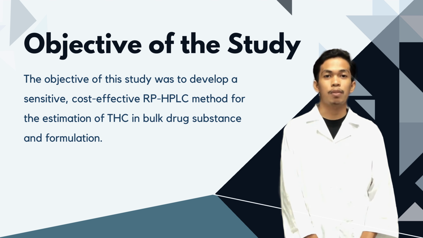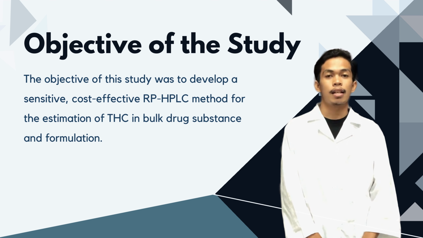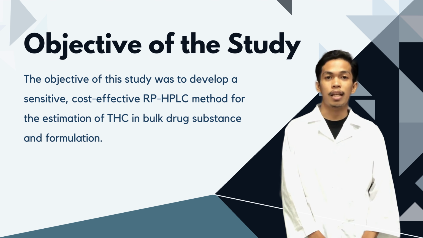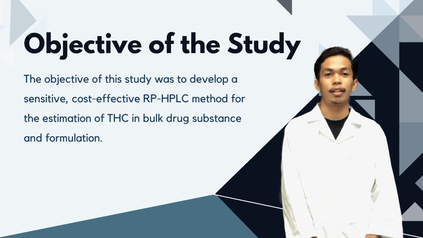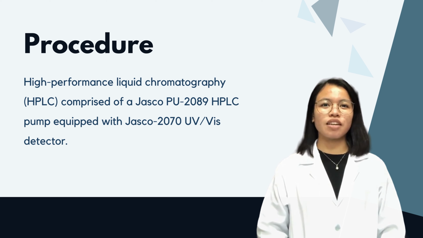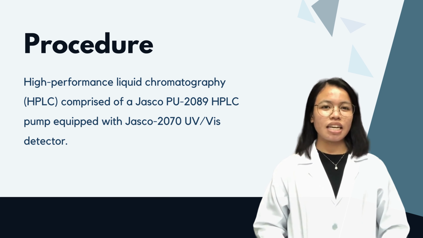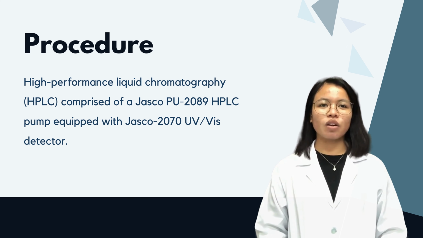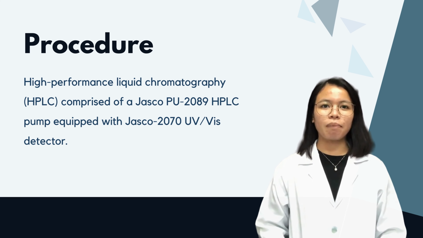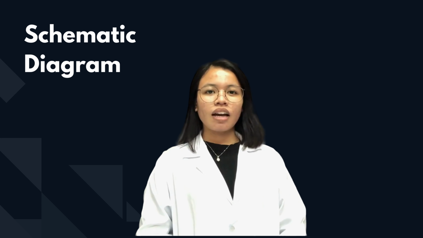The researchers aimed to validate the method by determining its specificity, linearity, accuracy, precision, and robustness. The method was validated using the International Conference on Harmonization Guidelines for Method Validation. The researchers used HPLC for the analysis of THC in bulk drug and formulation. The HPLC system comprised of a JASCO PU2089 HPLC pump equipped with JASCO 2070 UV vis detector. The schematic diagram of the procedure is as follows.